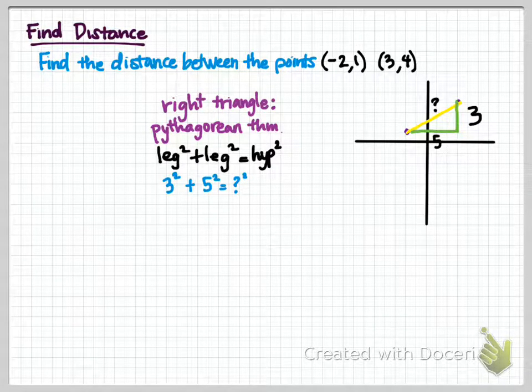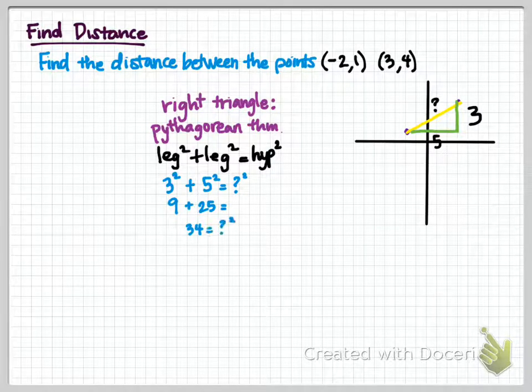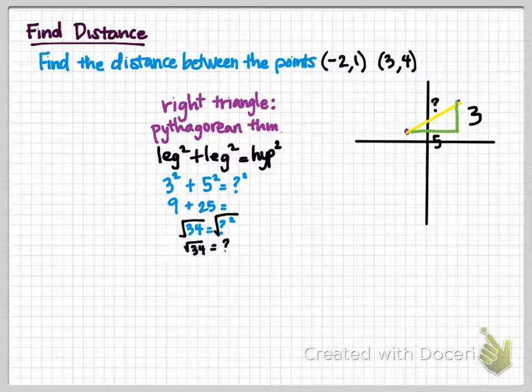So now I just plug it into the formula. 3 squared plus 5 squared equals that length squared. And then I just simplify and I finally get 34 equals that. So I get rid of the square by using the square root. So there's my answer, the square root of 34. Not a very useful number, so I plug it into my calculator and I get about 5.83.